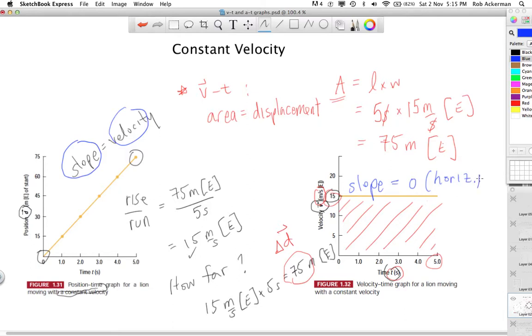What in this kind of motion is equal to 0? What, if anything, is equal to 0? Can you figure out what it is? Pause the video and think about it for a moment. What in this lion's motion here is 0? Okay, and you're back after thinking about that.